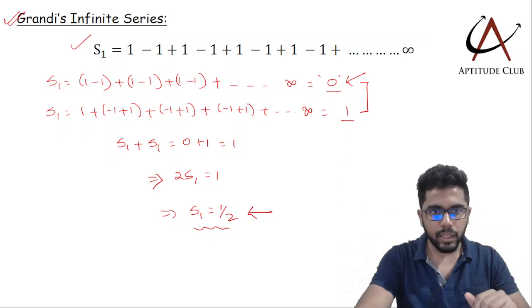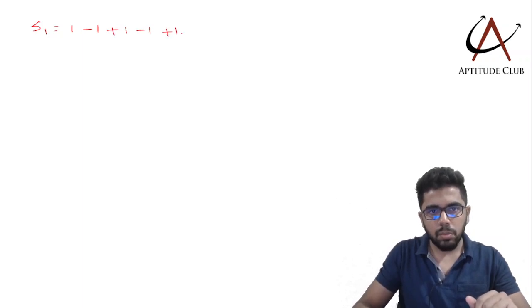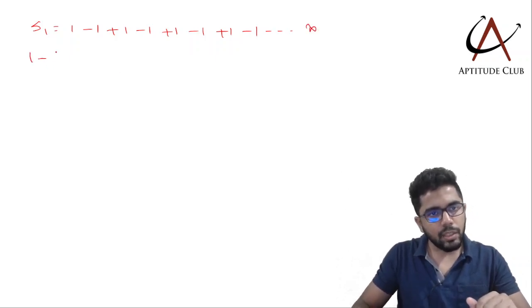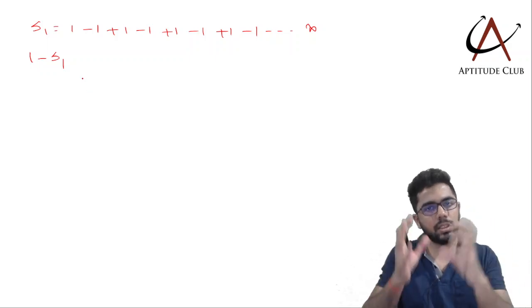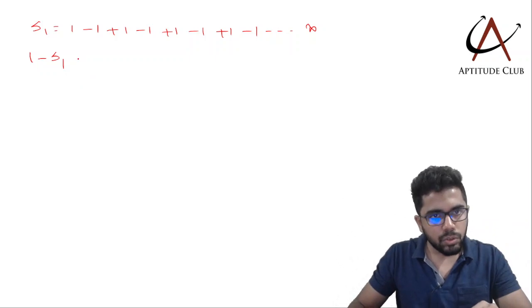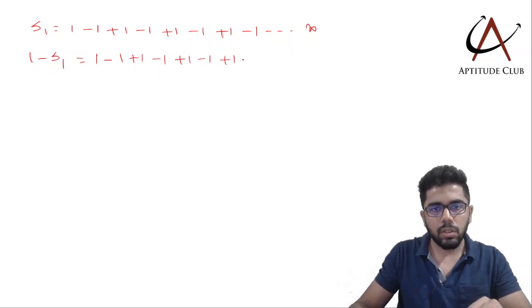How? Let me write it here again. So S1 is 1 minus 1 plus 1 minus 1 plus 1 minus 1 plus 1 minus 1, and so on till infinity. So what I'll do is I'll write 1 minus S1. Okay, I'll subtract the series from 1. So this becomes 1 minus this entire thing. So 1 minus 1 plus 1 minus 1 plus 1 minus 1 plus 1 minus 1, and so on.